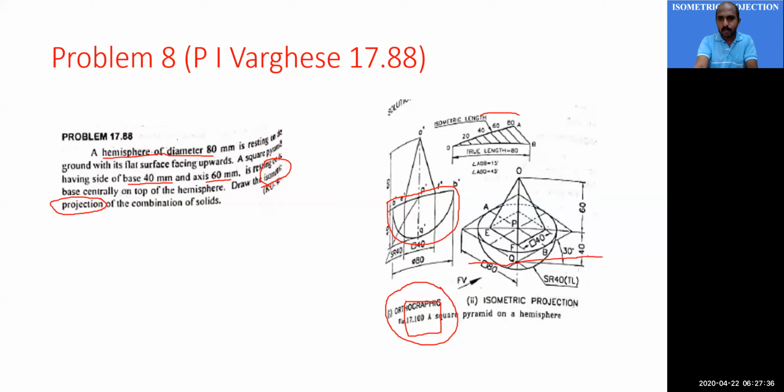Then from that point, suppose it is a point Q, you locate P. What is the P there? 40 means this is the isometric length of 40, because we are drawing the isometric projection. At point P, you locate the isometric length corresponding to 40. Then this is actually the center of that sphere. Okay, center of that sphere.